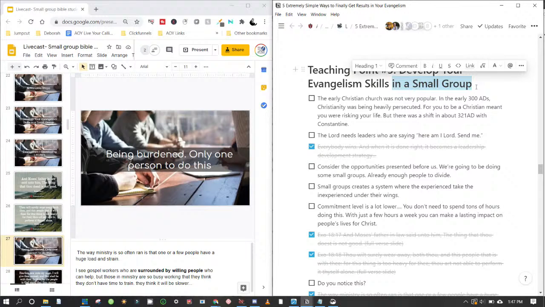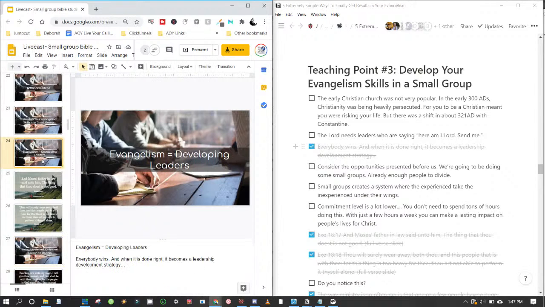In addition to that, we're trying to help them understand that this is one of the most important slides: evangelism equals developing leaders, because evangelism is influence. Well, maybe not developing leaders. Let's say evangelism is leadership.